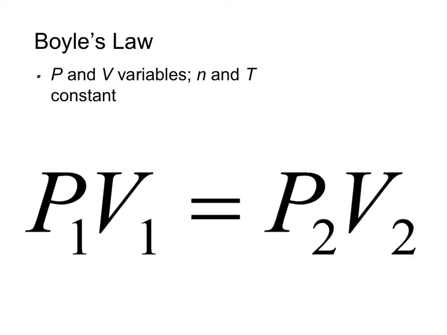This leads us to our mathematical expression of Boyle's law, which is P1V1 equals P2V2. In Boyle's law calculations, we will often be describing one set of conditions and looking to see what happens to our gas parameters at another set of conditions.